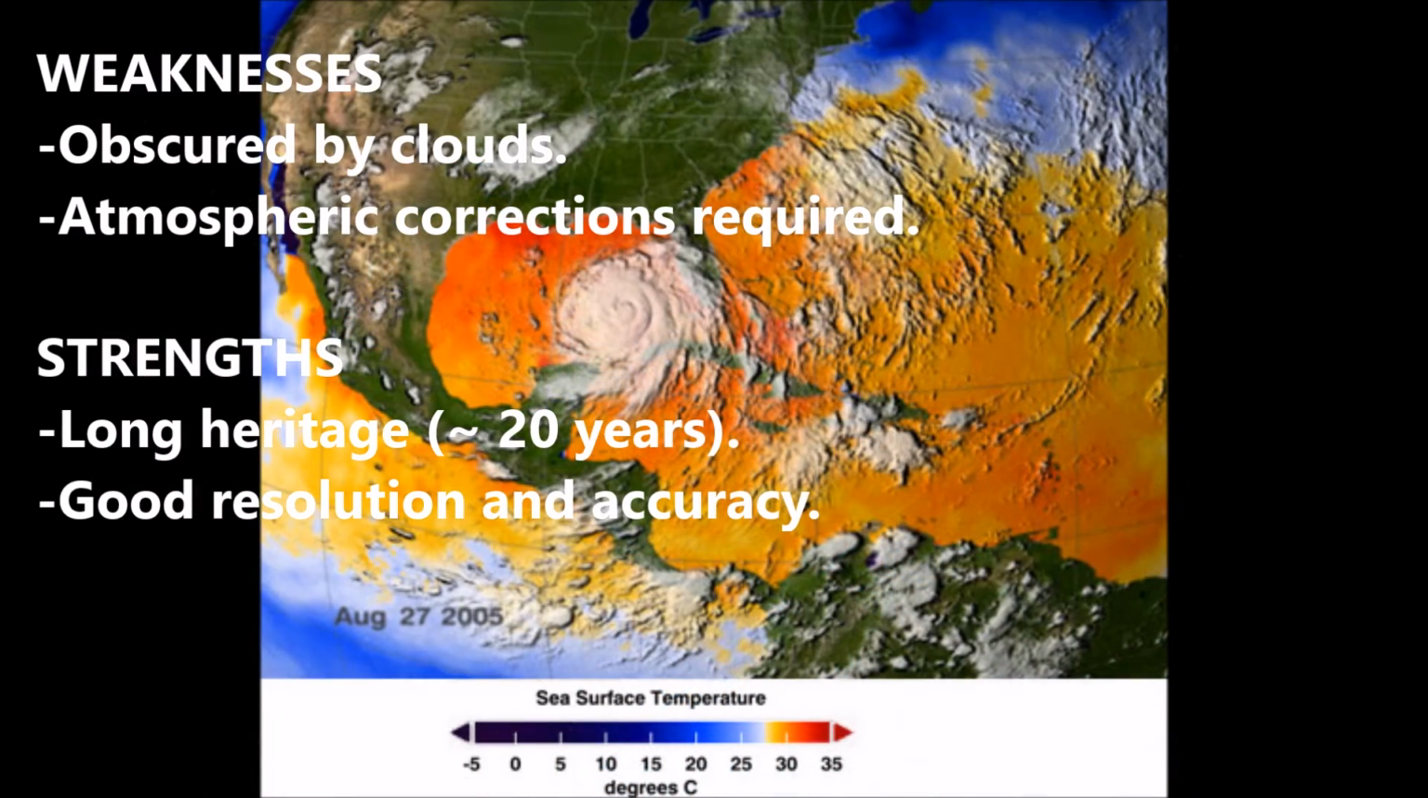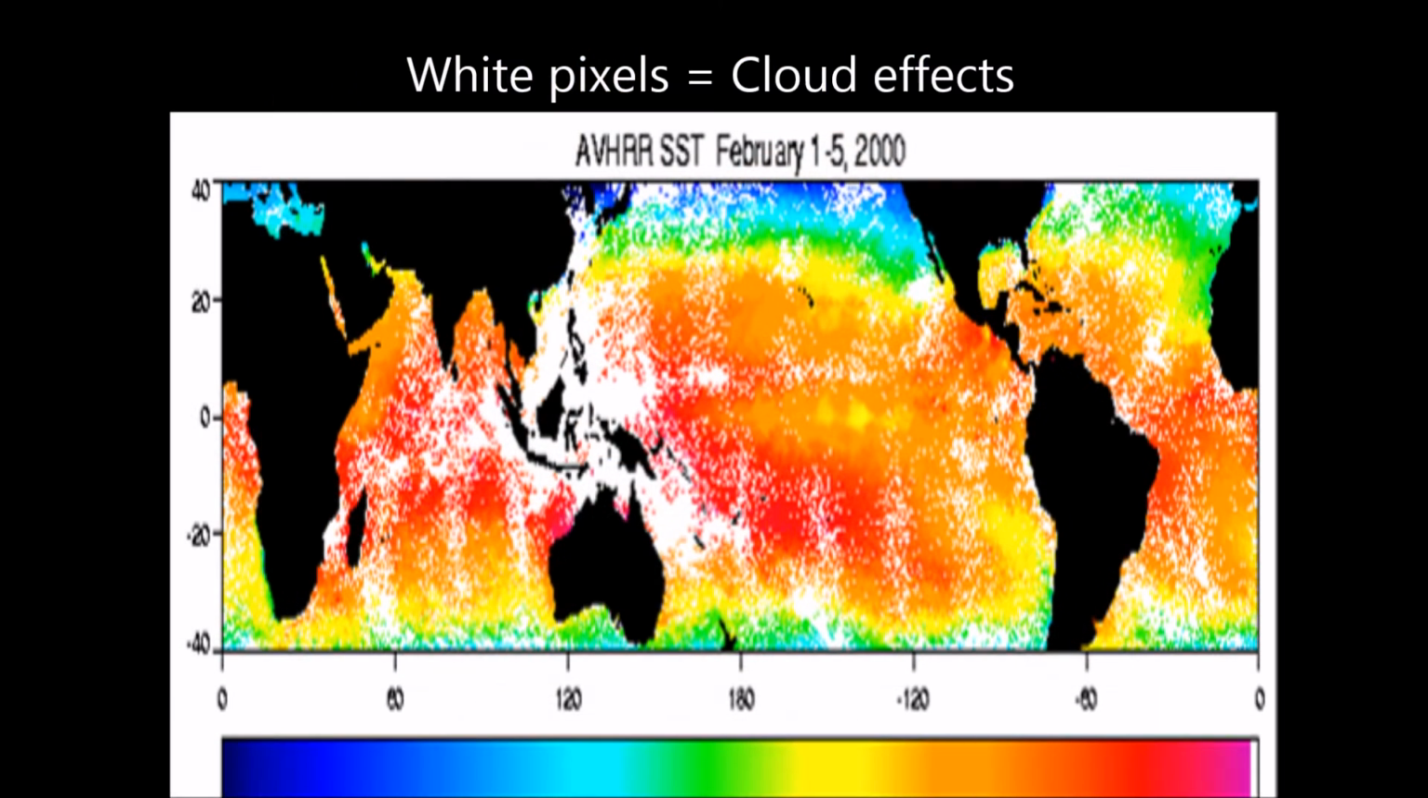On a more positive side, thermal infrared measurements have had a long heritage of 20 years. Also, the resolution and accuracy is very good, allowing for more detailed measurements. This is a thermal infrared image of sea surface temperature with the white pixels showing how clouds block the way.